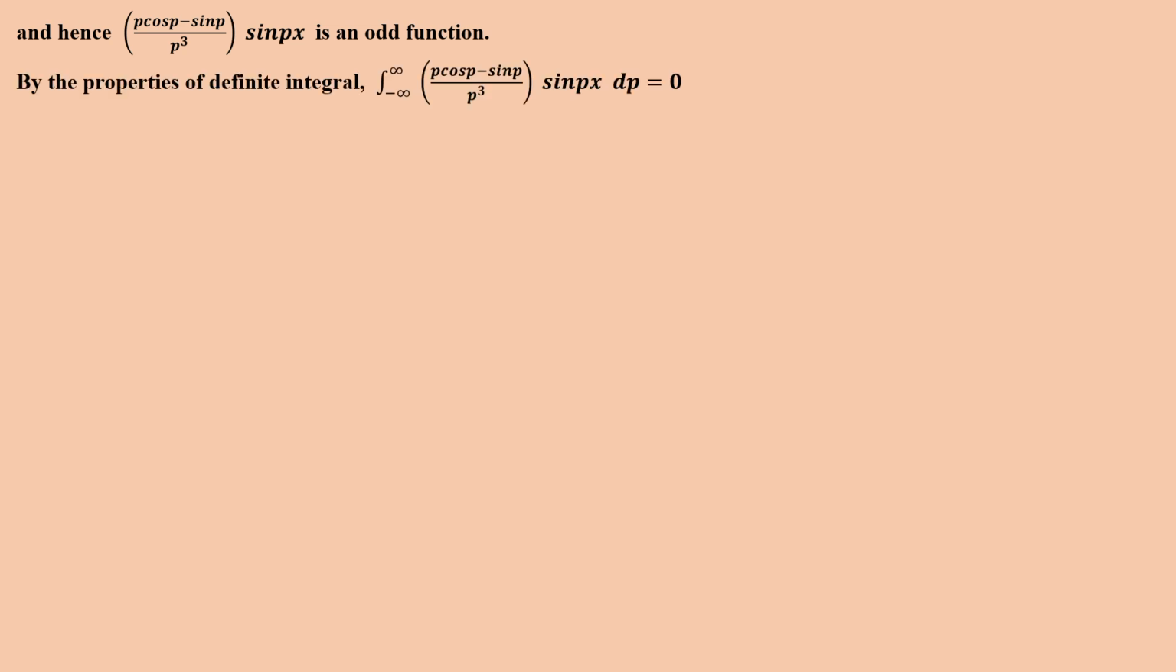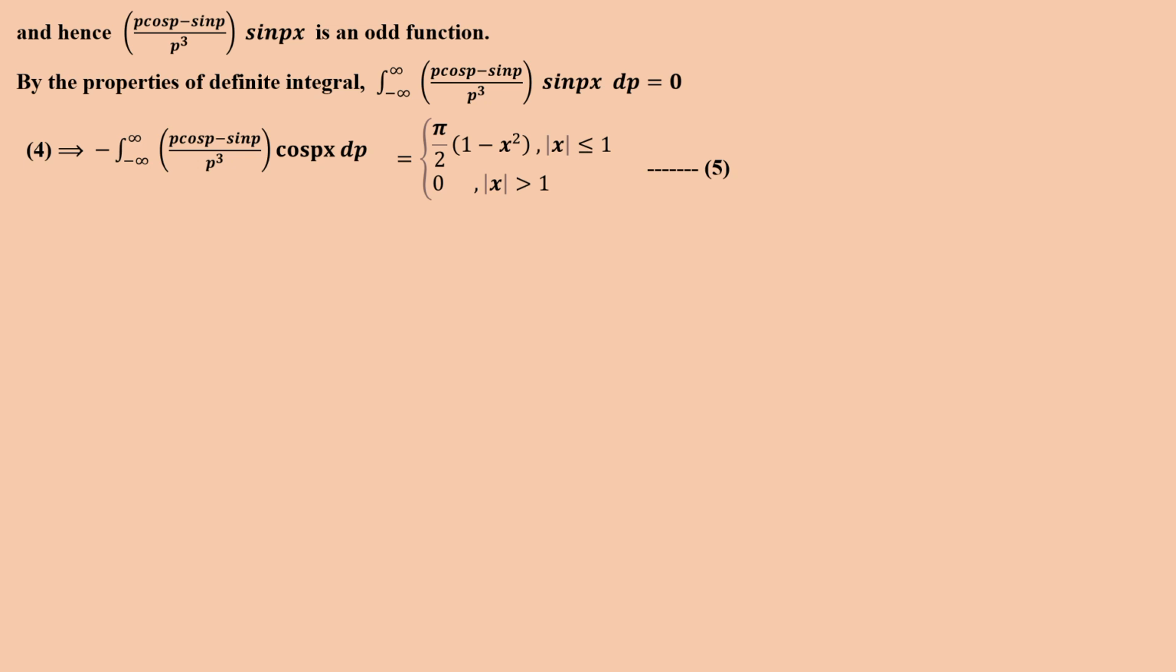So using the properties of definite integral, the integral from minus infinity to plus infinity of an odd function, whatever the function, is equal to 0. So the integral of (p cos p minus sin p) by p cube sin px dp is equal to 0. So 4 implies minus integral from minus infinity to plus infinity of (p cos p minus sin p) by p cube cos px dp, then the other term is 0, right? Which is equal to pi by 2 (1 minus x square), mod x less than or equal to 1, 0, mod x greater than 1. That is equation number 5.